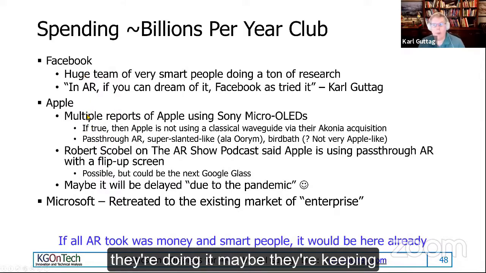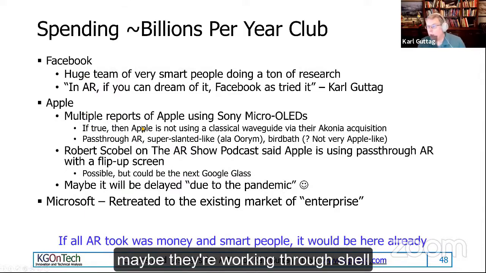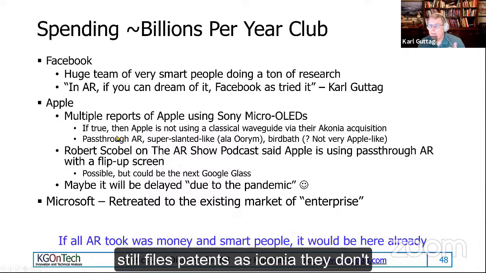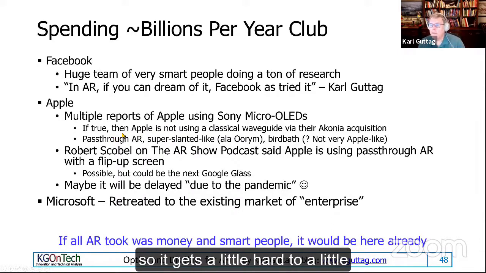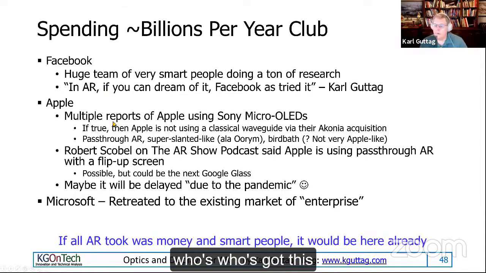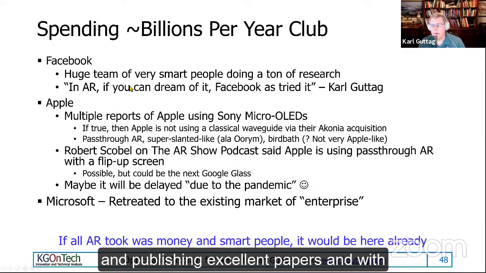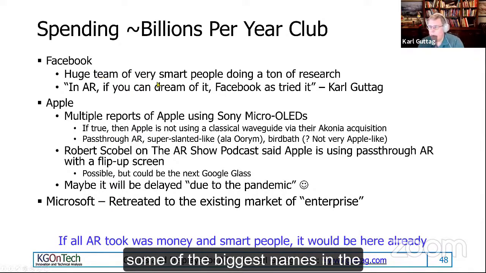Now, maybe they're doing it. Maybe they're keeping it quiet. Maybe they're working through shell companies they bought. For example, Iconia still files patents as Iconia. They don't file patents as Apple. So it gets a little harder to follow the paper trail on Apple than it is, say, on Facebook, who's got major facilities and lots of people and publishing excellent papers with some of the biggest names in the industry.